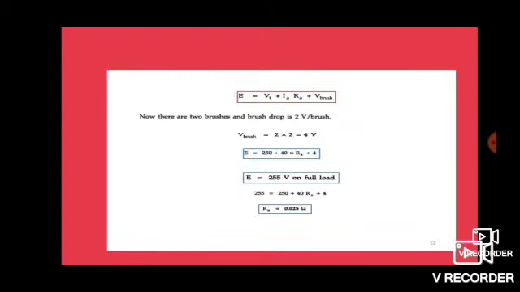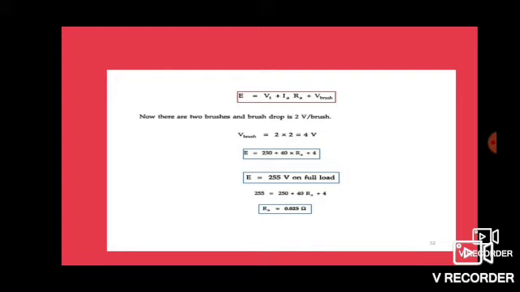Then we have to find out the value of armature resistance. So for the armature resistance, we have to go to the formula for induced EMF E. That induced EMF E for the separately excited generator is Vt plus IaRa plus V brush. Here there are two brushes and the voltage drop per brush equal to 2 volt. Therefore V brush equal to 2 into 2 equal to 4 volt, for the pair of brushes.